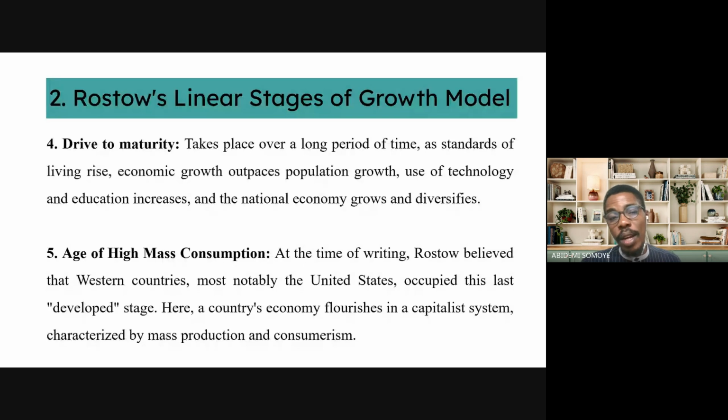Number four, drive to maturity. It takes place over a long period of time. As standards of living rise, economic growth outpaces population growth, use of technology and education increases, and the national economy grows and diversifies. All right.